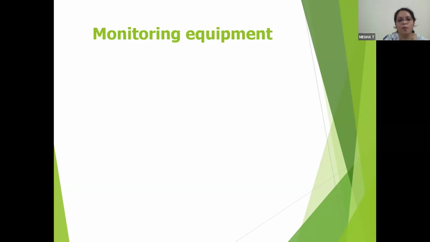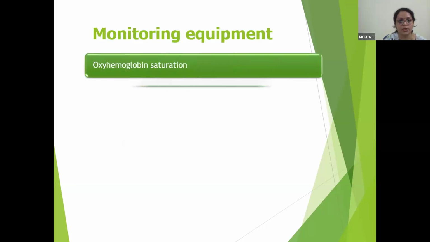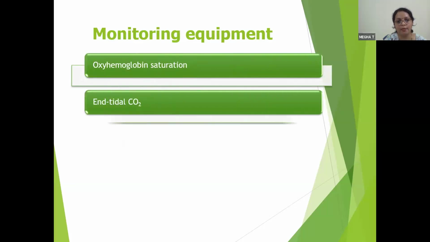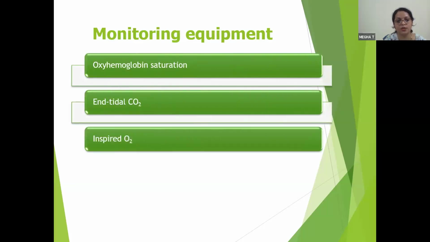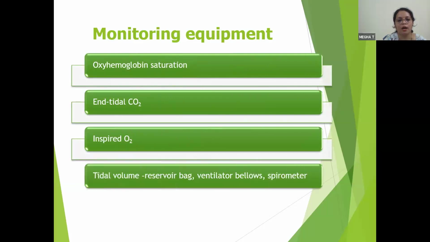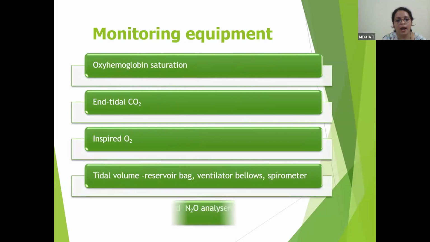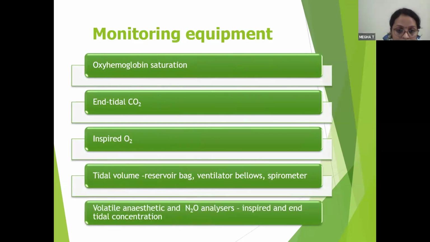So monitoring equipment, what are the monitoring equipments that we require? As we know, saturation, end tidal carbon dioxide, inspired concentration of oxygen, tidal volume, reservoir ventilator bellows, pyrometer, and volatile anesthetic and nitrous oxide analyzers, that is both inspired and end tidal concentration. That is, mainly a gas analyzer is mandatory to measure the inspired and expired concentration of the gases that we are using, like oxygen, nitrous oxide, and volatile anesthetic.